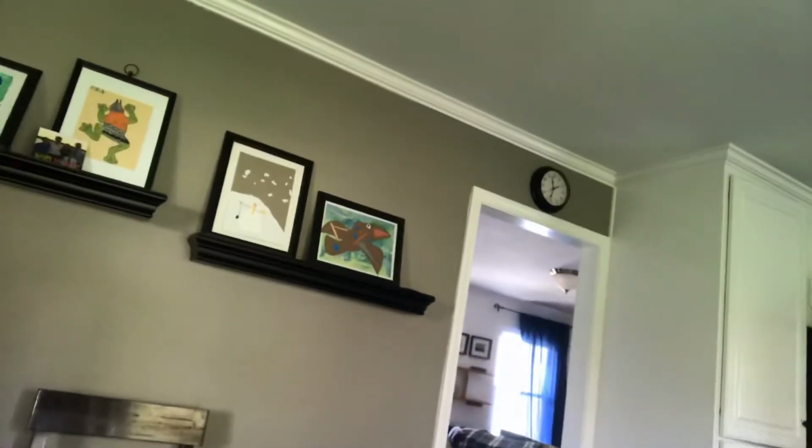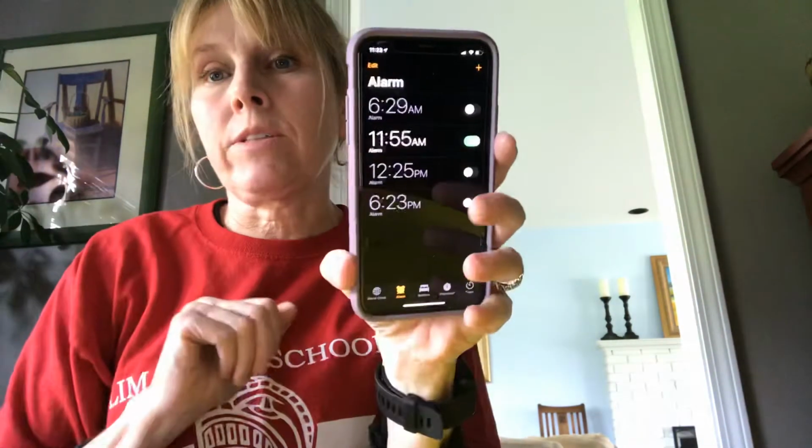Up on this wall, I'm going to turn this around. Can you see right there above the doorway? That is our analog clock. So it sits up on our wall, but we also have digital. We have a microwave that has a time. We all have, at least Gary and I have cell phones, which has digital.